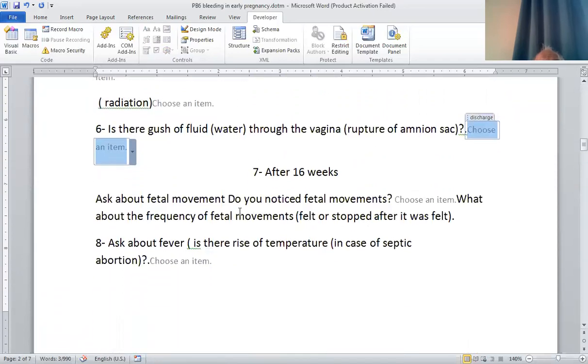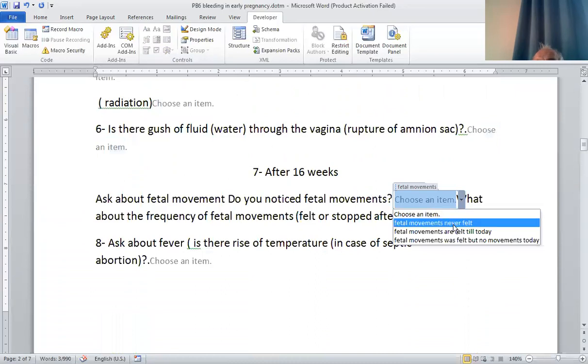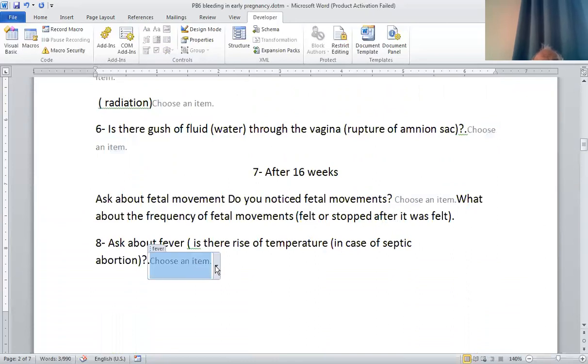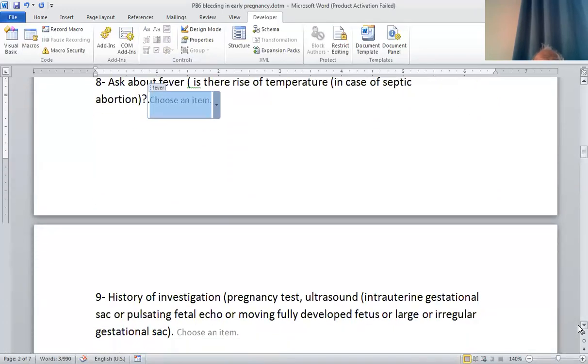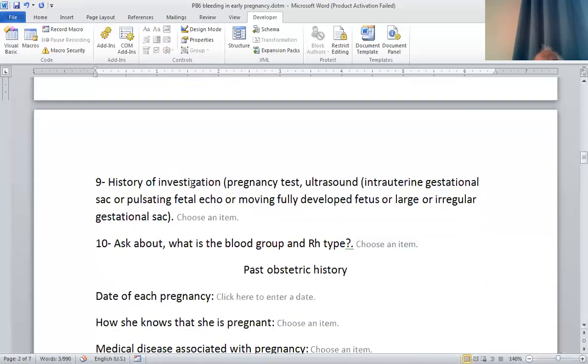After 16 weeks, we should ask about the fetal movements. Does she feel fetal movements or not, and are the fetal movements still healthy or not? We will ask if the patient has fever or not. And then we will ask about history of investigation for this pregnancy.